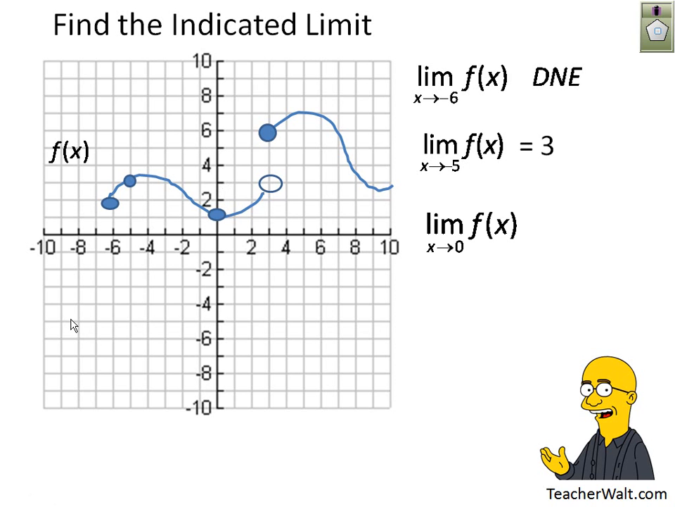Now, the limit as x goes to 0. Once again, you can just look at this and tell, okay, coming from the right, I end up at the same altitude as if I'm coming from the left. So that limit exists, and that limit would be 1. Notice that's, of course, the y value. Down here is the x value. Up here is the y.